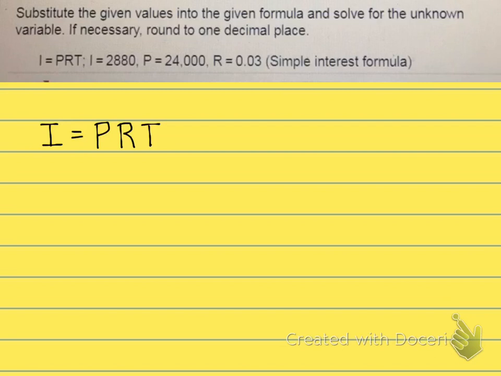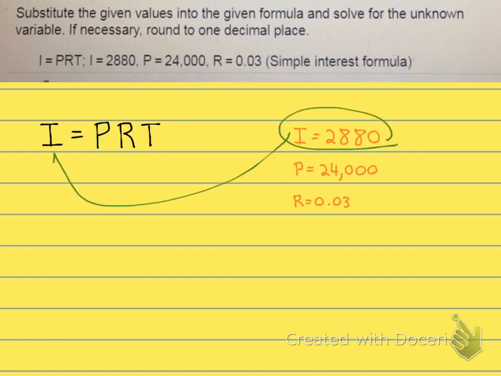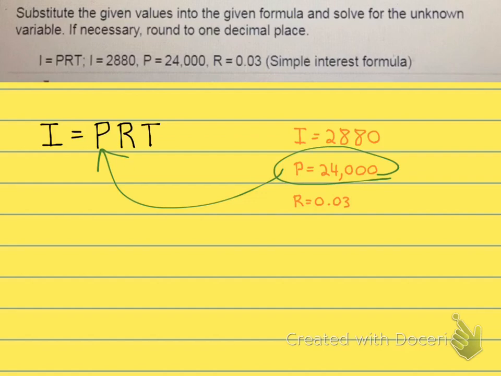And then they give us three things. They tell us that the interest is $2,880. They tell us that the principal that we started with is $24,000. And then they tell us the rate, which is 3%, is 0.03. And all we need to do here is take these numbers and plug them in. It's called substituting or evaluating. We'll put the P right there where P is, and then we'll put the R right here where R is. Then we're going to see what's left, and we're going to solve.